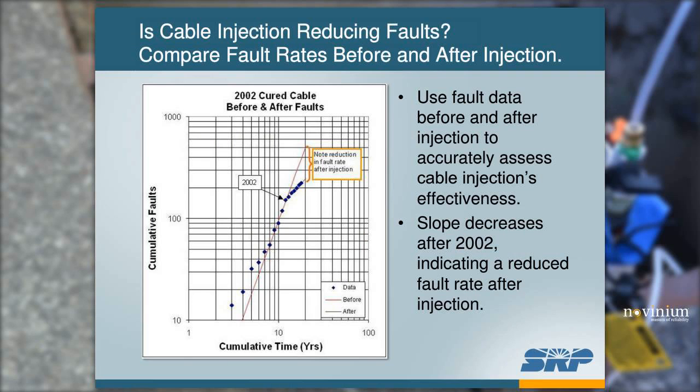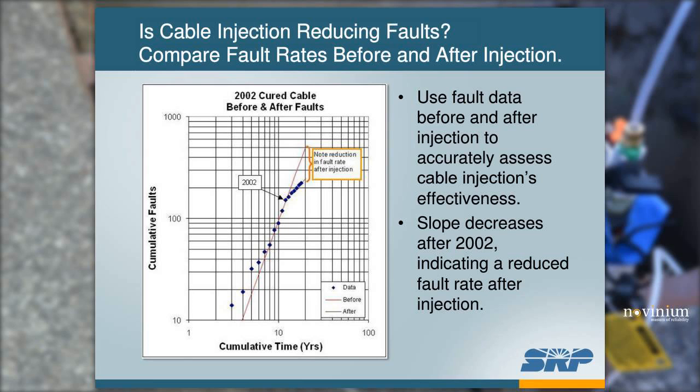Again, what we have here is a plot of our data in terms of cumulative faults versus cumulative time. We're going to use the AMSAA method again. Again, however, on our injected cable, we only use cumulative faults. We do not use faults per 100 cable mile. And our vintage is the year of injection, not the year the cable was installed. So here's an example of a 2002 injected cable where we have, you can see the inflection point, and where we injected in 2002, the before faults versus the after faults from injection.